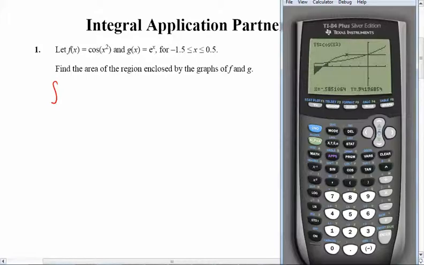Okay, now from where to where? I need to find these intersections. So we're going to go into calculate, down to intersect, and now my first one is the first line, so I'll push enter. It's now asking for the second curve, which it's automatically giving me the e to the x. Now it wants me to guess, so I'm going to go over to the left here so that I get this left hand point and push enter, and it should calculate that intersection for me, which is negative 1.11.